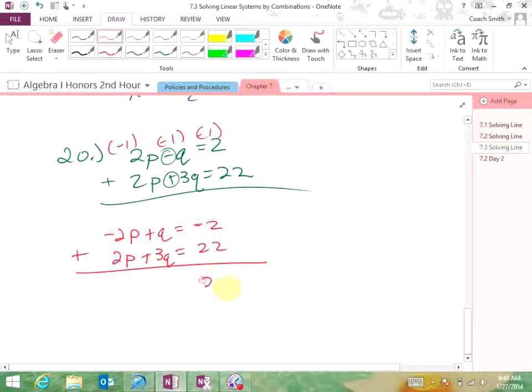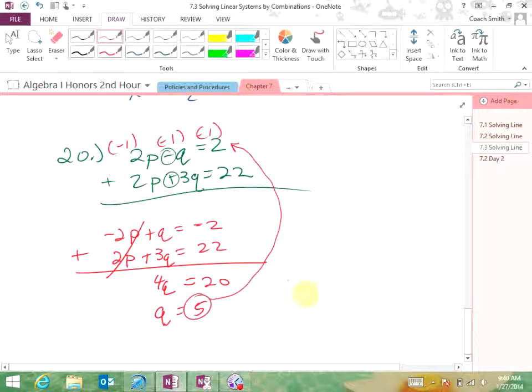Okay, so that gives me 20 equals 4q, and those two cancel out. And so that gives me q is equal to what? 5. Now I'm going to take the 5 for q, and I'm going to plug it back in to one of the original equations. I'm going to plug it into this equation.